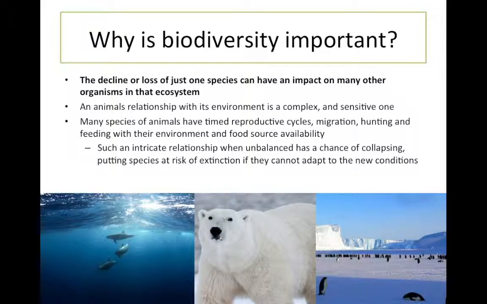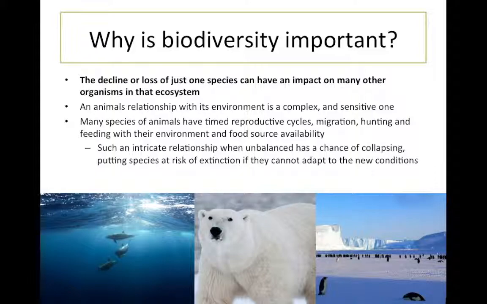An animal's relationship with its environment is very complex and very sensitive. Many species of animals have timed reproductive cycles, migration, hunting, and feeding with their environment and food source availability. Such an intricate relationship, when unbalanced, has the chance of collapsing, putting that species at risk of extinction if they cannot adapt to the new conditions.